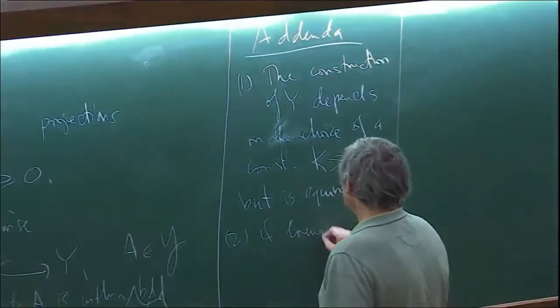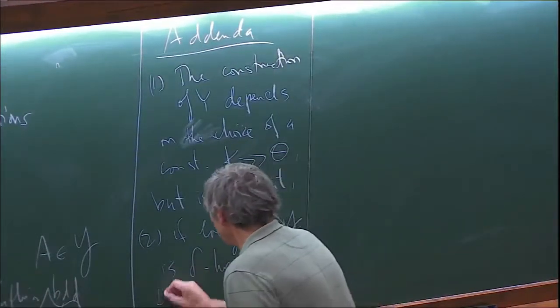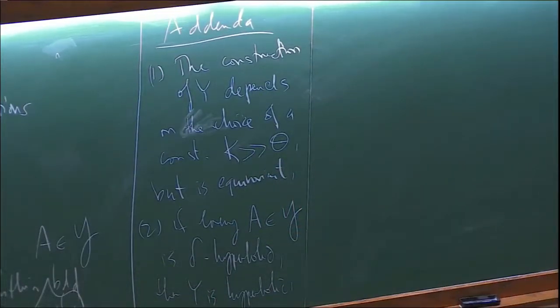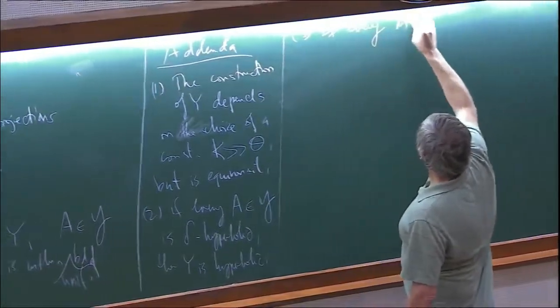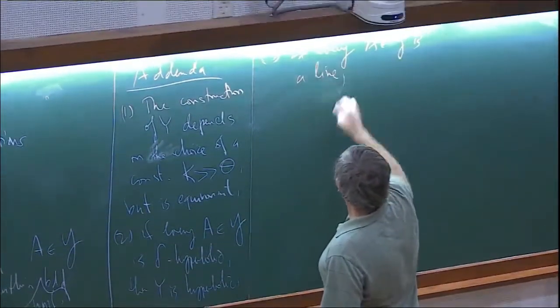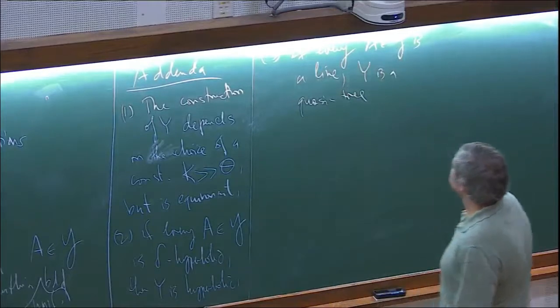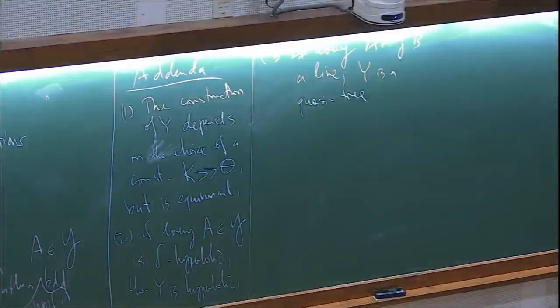If every A in Y is delta hyperbolic, then Y is hyperbolic. Okay, maybe not delta hyperbolic, but some other constant. If every A in Y is a line, then Y is a quasi-tree. So it's a space that's quasi-isometric to a tree. And there are various other things that I won't get into. Something we were interested in at the time was asymptotic dimension, for example. So if you have control on the asymptotic dimension of these things, then the asymptotic dimension of Y is also controlled.